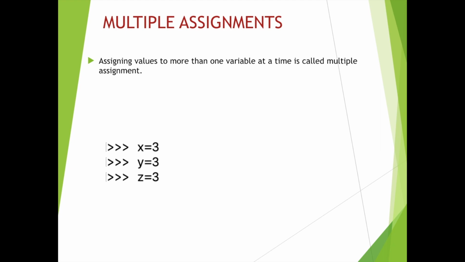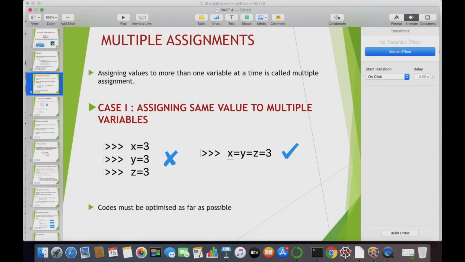There is one way where I can do x = 3, y = 3 and z = 3. But this is not an efficient way. The efficient way is this: if I write x = y = z = 3, automatically all three variables will have the value of 3. Let's try it.